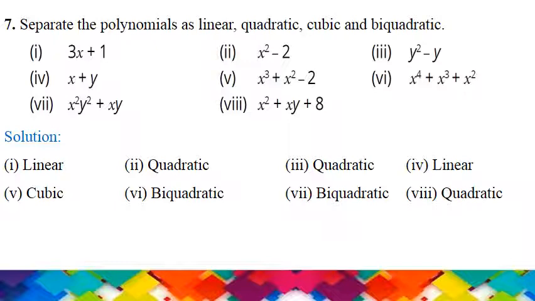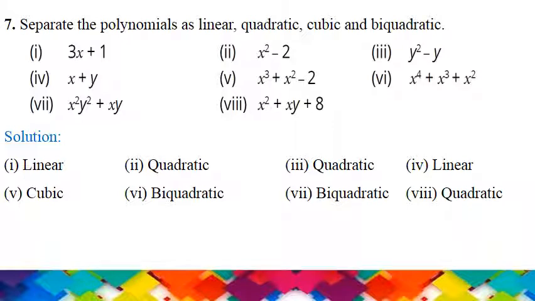Number 6, x to the power 4 plus x cube plus x square. We are observing that the highest power or the degree of the polynomial is 4. So it is a biquadratic polynomial.